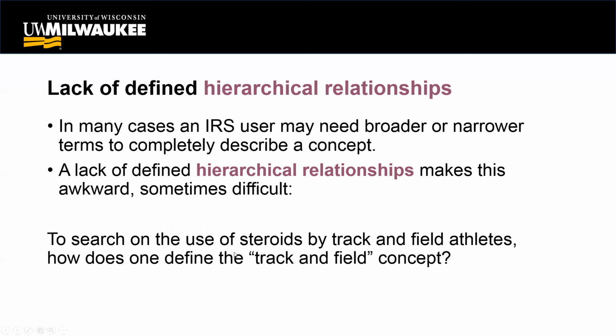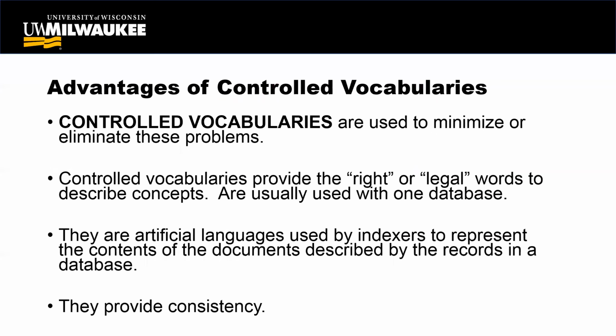And as a term we talk about here, if you search the use of stories by track and field athletes, and the system doesn't know what track and field means, right? Only if a human knows that's related to sports. So the hierarchical relationship is not there. That's also a problem with automatic indexing. So the advantage of using controlled vocabulary is they minimize or eliminate those problems.